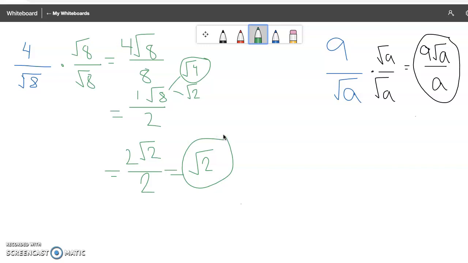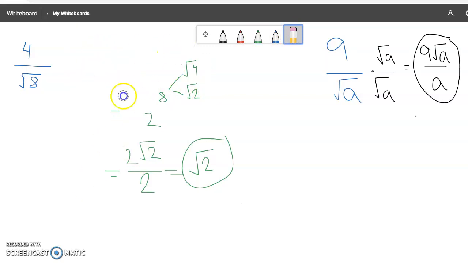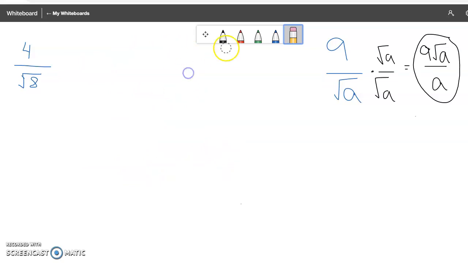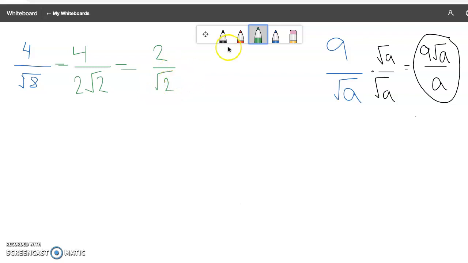Now, if you weren't sure what to do, or you just wanted to go ahead and simplify the square root of 8, you're allowed to do that. So I'm going to erase this green and show you what happens. What if I decided to simplify the square root of 8 first? Now, I already told you it's 2 root 2, so I'm not going to go back into how I'm getting that. And I have 4 over 2 root 2. And then I can see 4 over 2 is just 2. So I'm left with the 2 in the numerator and a root 2 in the denominator. And now we still have to rationalize. So I still have to get rid of that root 2. So I multiply both numerator and denominator by root 2.